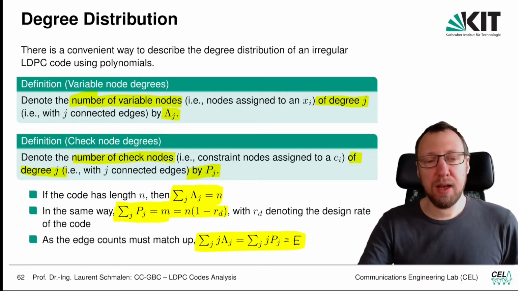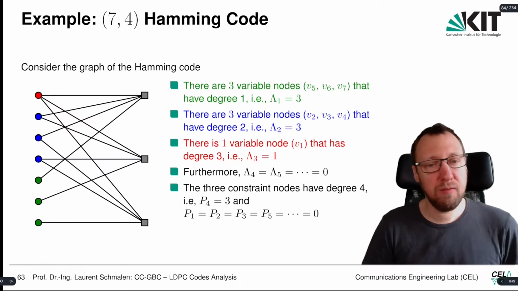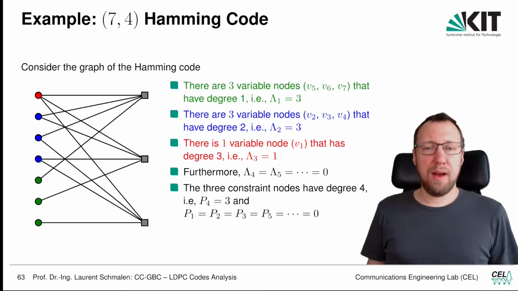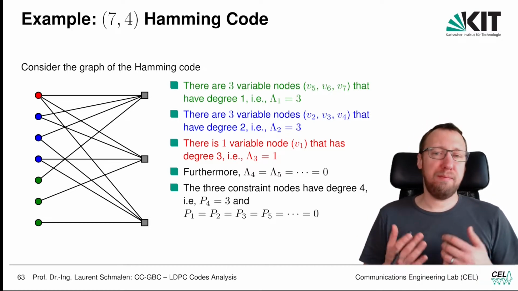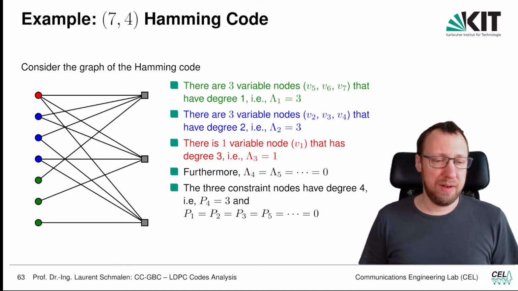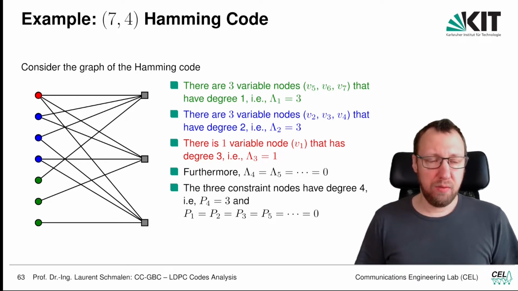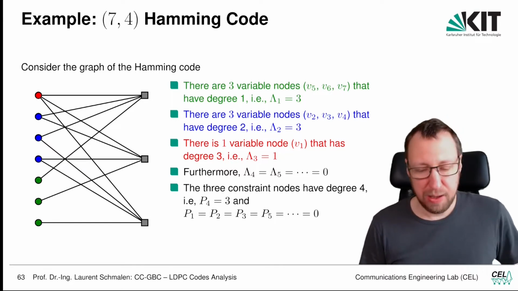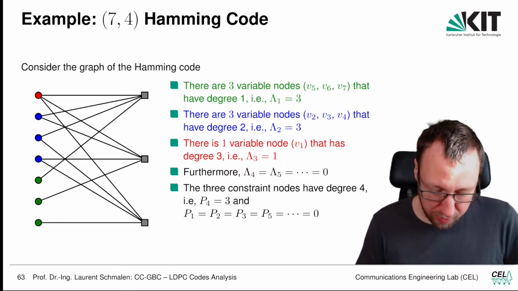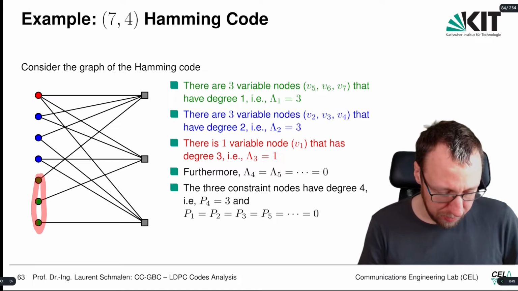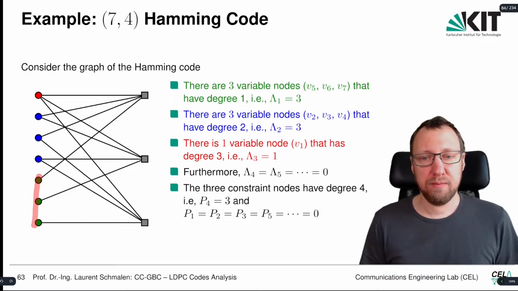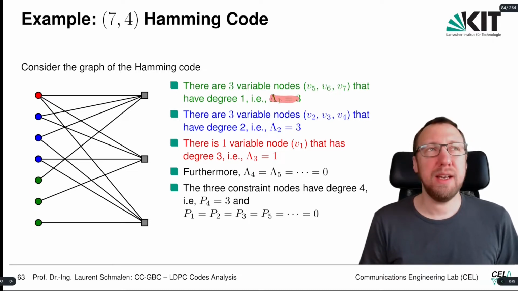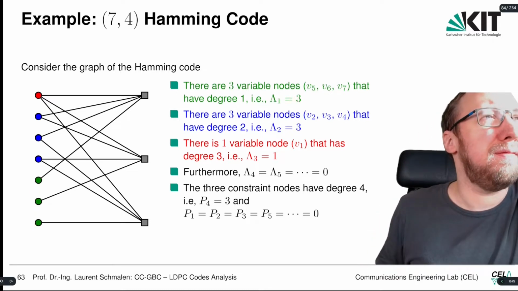So let's take a look at an example. We can take a look at the Hamming code. The Hamming code is a perfect example of an irregular code. And we can just start counting for the Hamming code. In the Hamming code, we have 3 variable nodes, v5, v6, and v7, that are of degree 1. So lambda 1 is equal to 3.